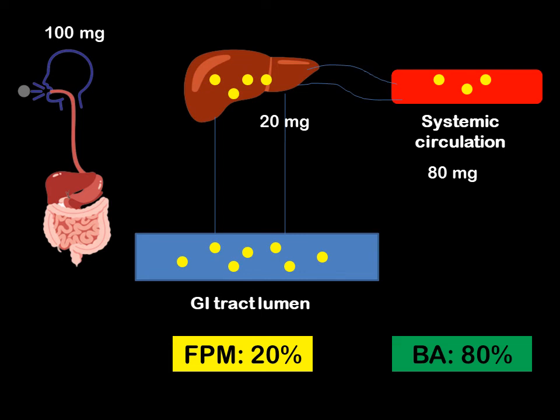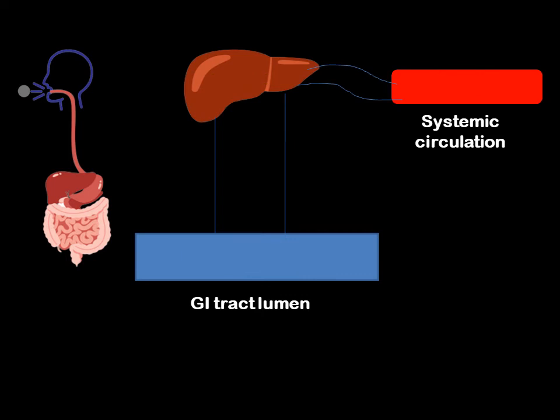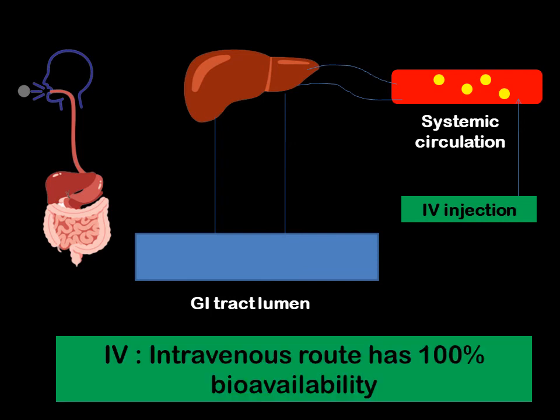The first pass metabolism varies from drug to drug, so bioavailability also varies from drug to drug. But there is one route called IV, intravenous injection, in which the drug directly enters the blood, the systemic circulation. It will bypass the liver, it will bypass the first pass metabolism. So the IV route has 100% bioavailability, 100% active form of the drug available in the blood for showing its action. So that's all about first pass metabolism.